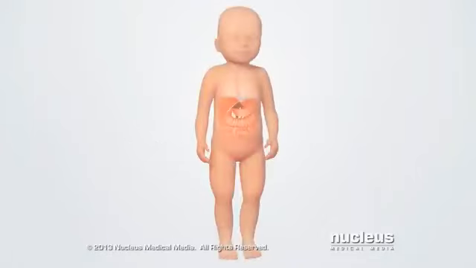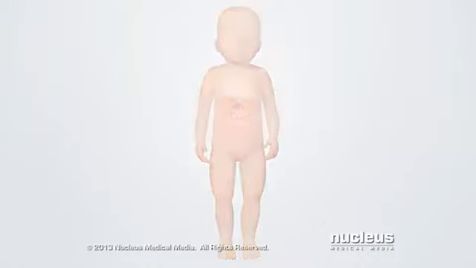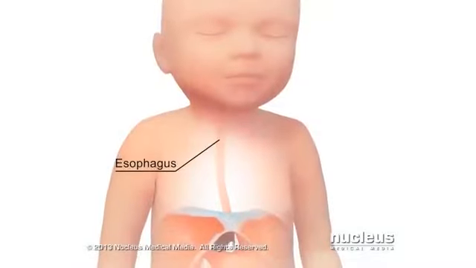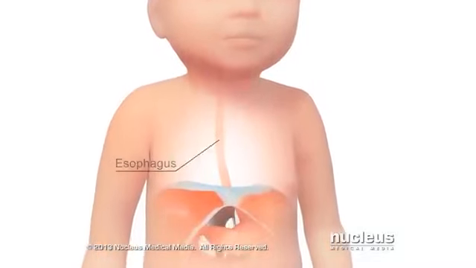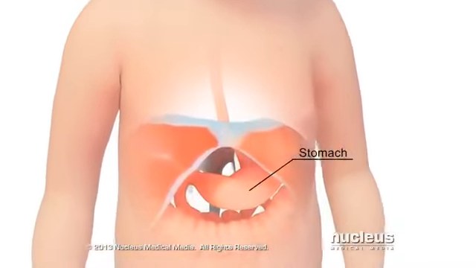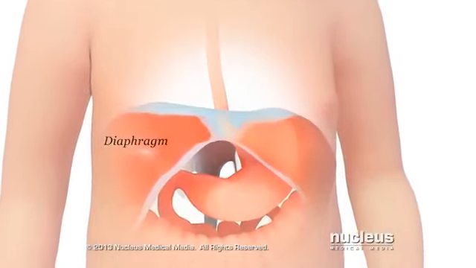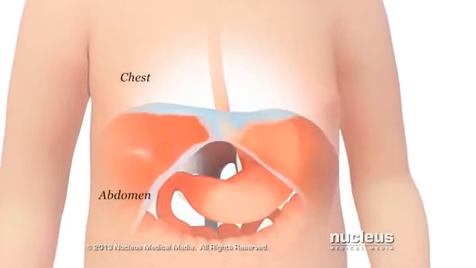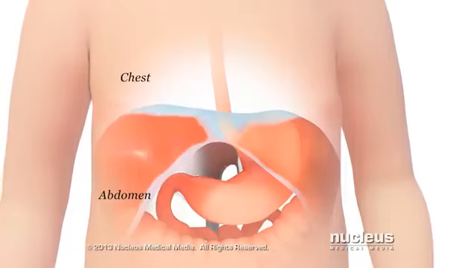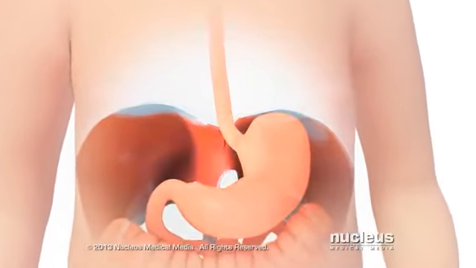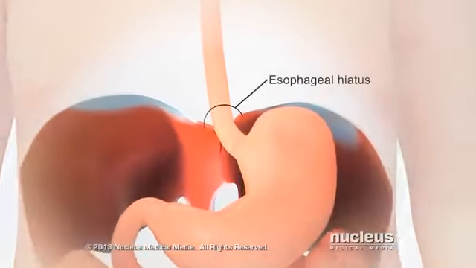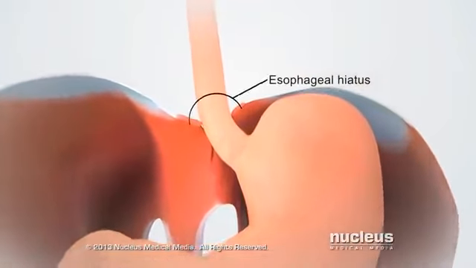Gastroesophageal reflux in children is a condition in which liquid flows backward, or refluxes, out of the stomach and into the esophagus. The esophagus is a muscular tube that connects the mouth to the stomach. It passes through a muscle called the diaphragm, which separates the chest from the abdomen. The passageway through the diaphragm is a hole called the esophageal hiatus.